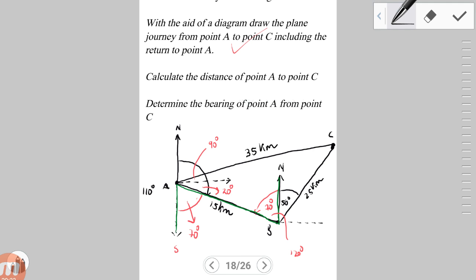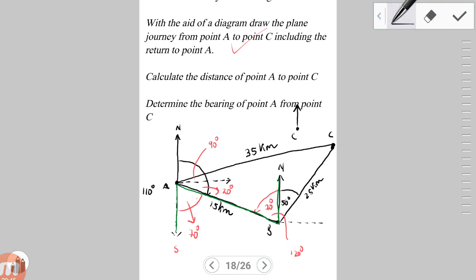Okay, now the next thing that we're looking for here is to determine the bearing of point A, keyword here, from the point C. All right, now I don't have a lot of space here, so I'm just going to make an indent here, and let's just say that this is the point C. Let me shift this point here so I can get the space that I need. So I'm going to reinsert my north line here.